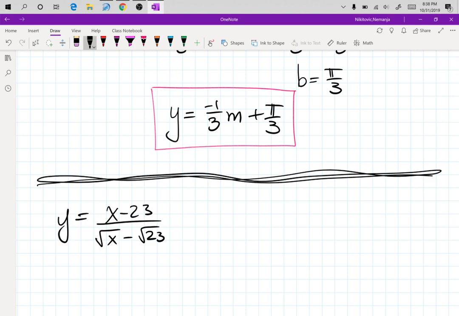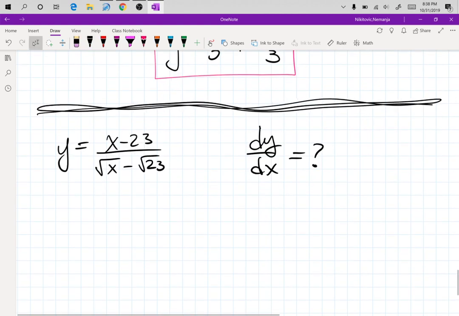And what are you supposed to do here? Just find the derivative. Okay. So dy/dx. I remember this question, they had told us to simplify before finding the derivatives. I was about to say, should we rationalize this to make it easier, right?